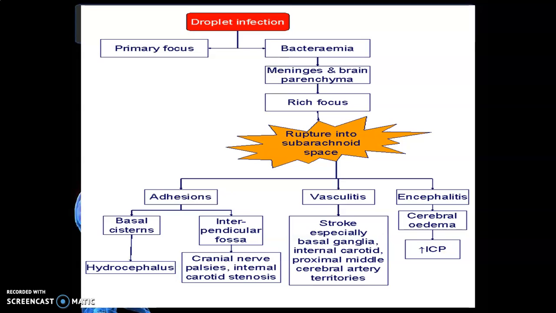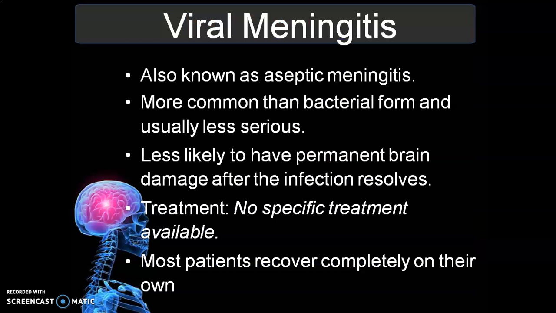So due to droplet infection, what will happen? There will be a primary focus and bacteremia, due to which the bacteria enter the meninges and the brain parenchyma. Then the Rich focus ruptures into the subarachnoid space and leads to adhesion, vasculitis and encephalitis, which can lastly lead to hydrocephalus, cranial nerve palsies or internal carotid stenosis, or there will be a stroke or increased ICP. Viral meningitis is also a septic meningitis. It is more common than the bacterial form, and is usually much less serious.